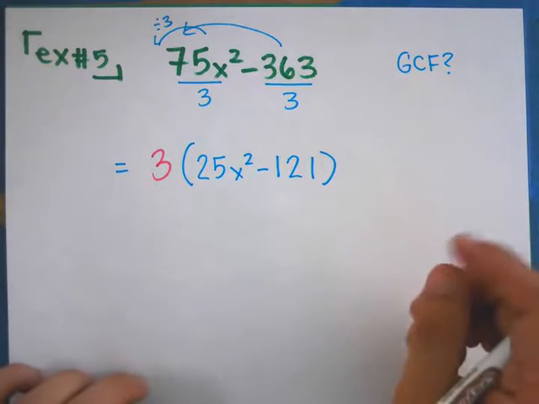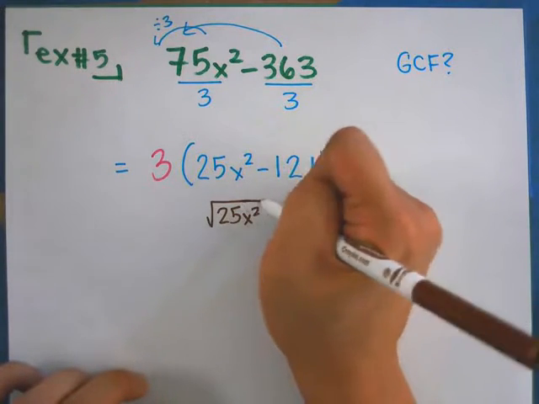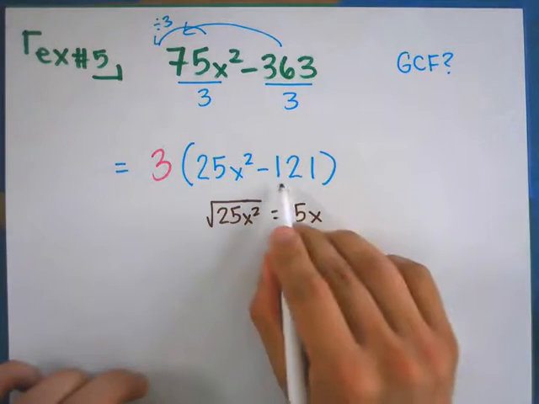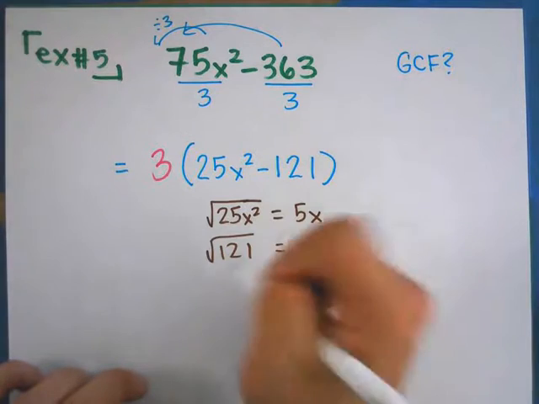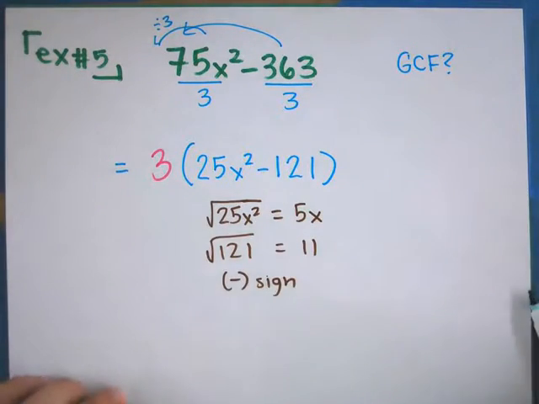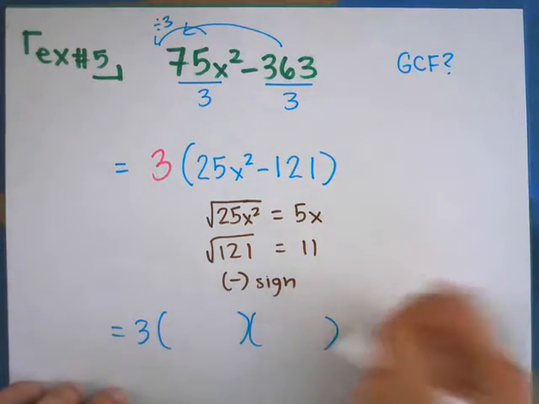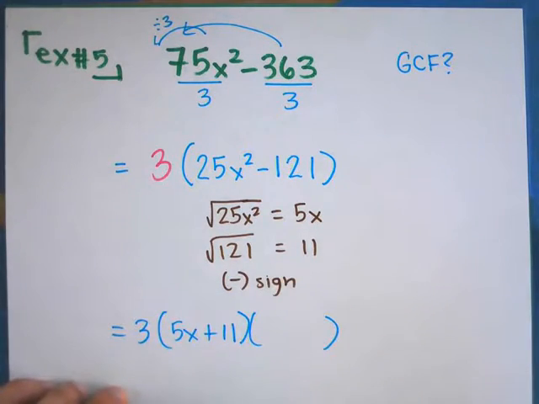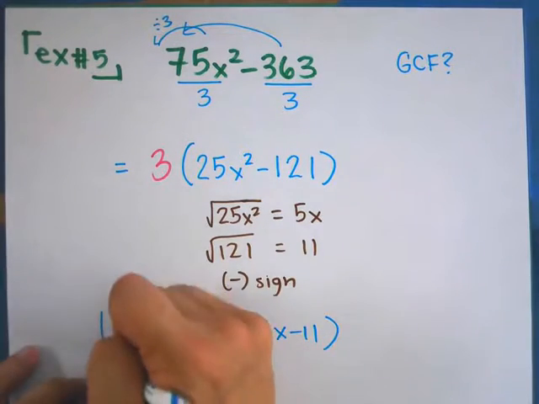Okay, let's see if this is a difference of squares. It looks like it might be, but it's always good to check. Square root of 25x squared is going to be 5x. Square root of 121 is going to be 11. And there is a minus sign. And so your final answer is going to be 5x plus 11, 5x minus 11, with the 3 up front.